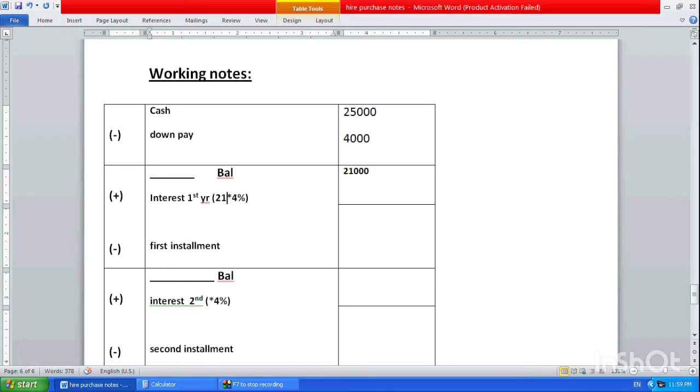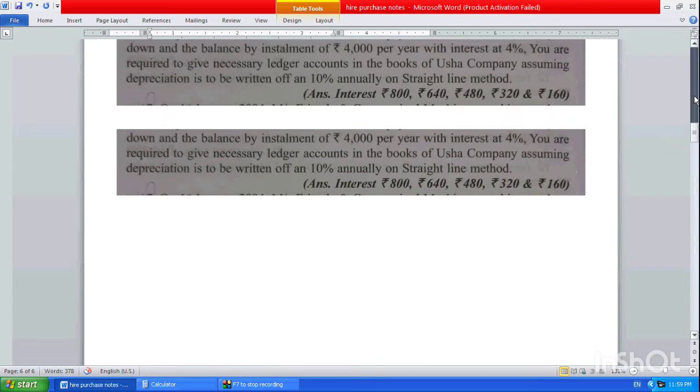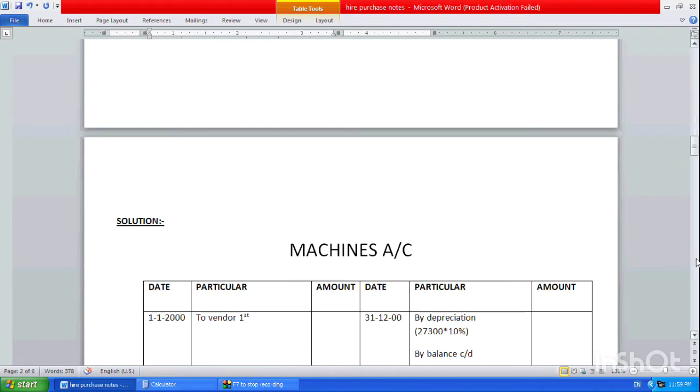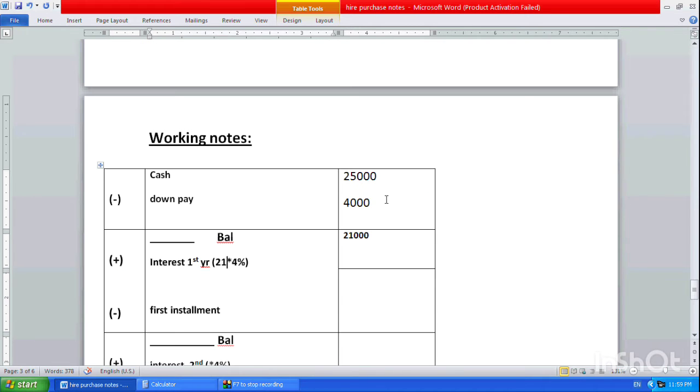Here we have got 21,000. We have to check the question once more. 5,000 is the down payment, 4,000 is the installment and 4% is the interest. So delete this 4,000, make it 5,000, so 20,000 is the balance.